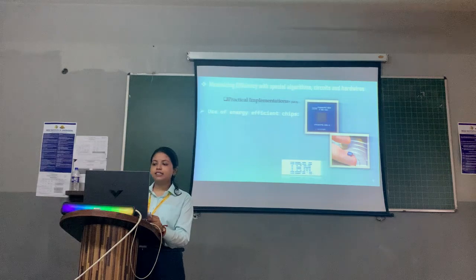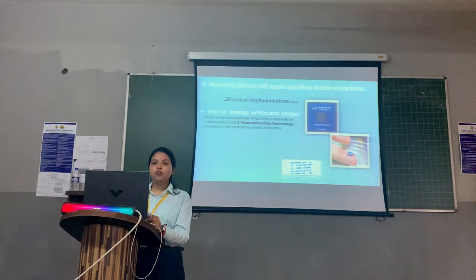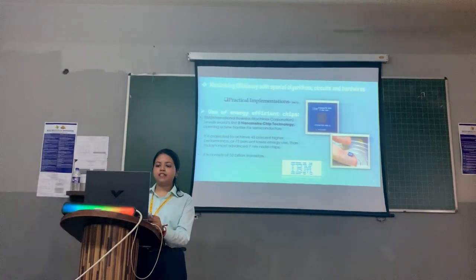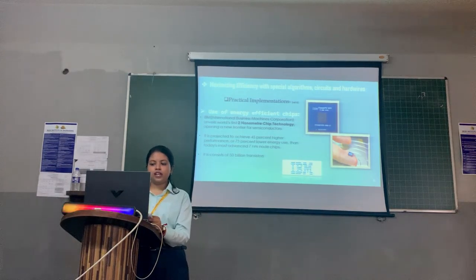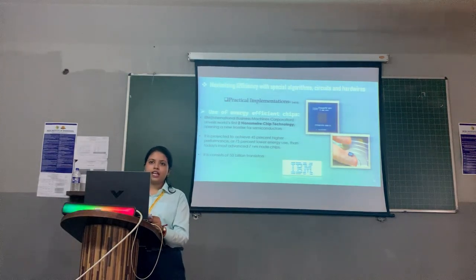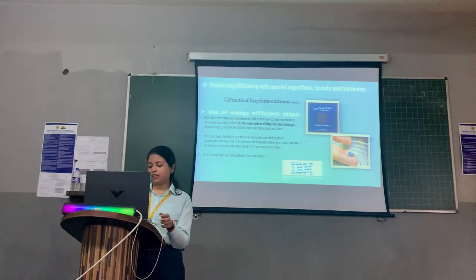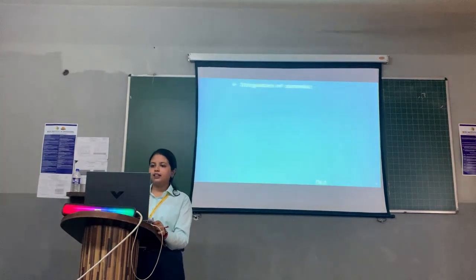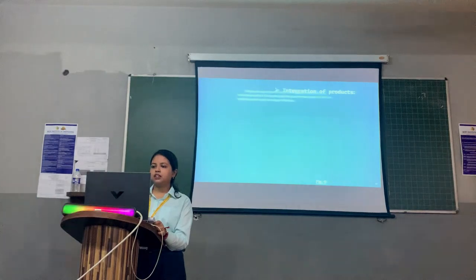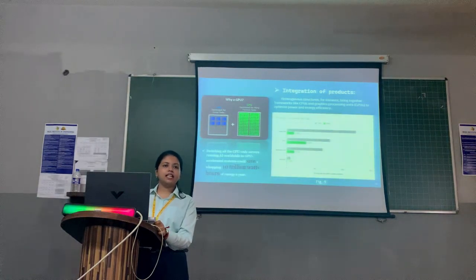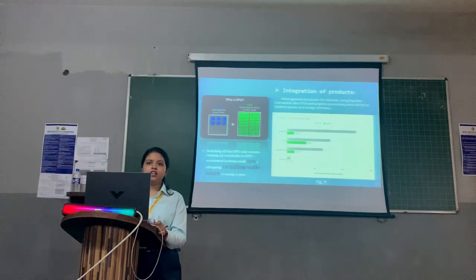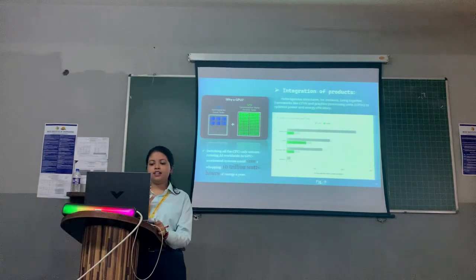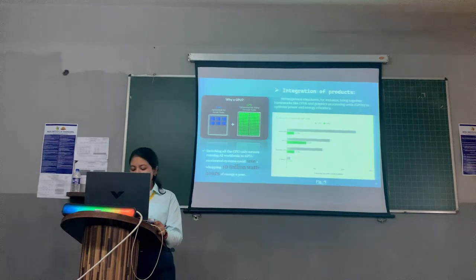IBM has recently designed a 2 nanometer chip that consists of 50 billion transistors, and it can use up to 75% less energy than today's most advanced and most popular chips. Next is integration of programs. Heterogeneous structures like CPUs and GPUs can be used simultaneously in a single computer to make it energy efficient.